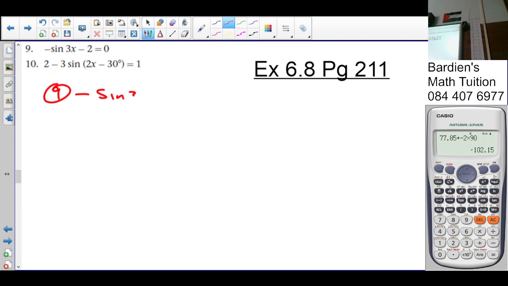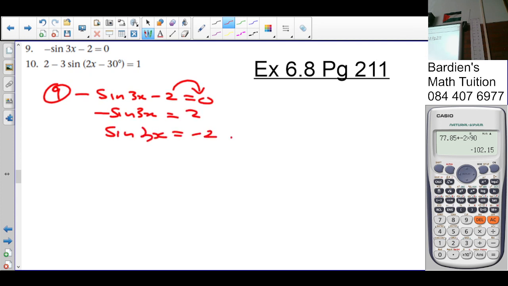Negative sine 3x minus 2 is equal to 0. Take that over the equal sign, so it's negative sine 3x is equal to 2. Divided by negative 1, sine 3x is equal to minus 2. If you say arc sine of minus 2, it's going to give you no solution. So there's no solution on this side.